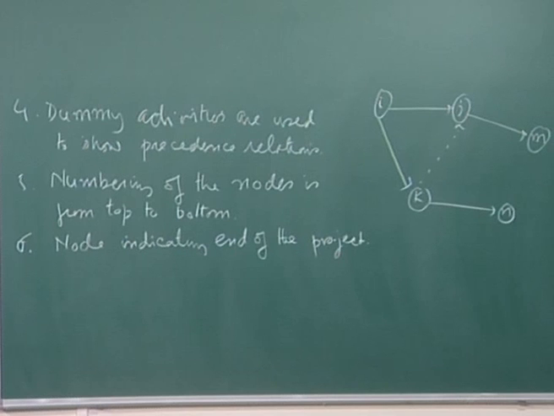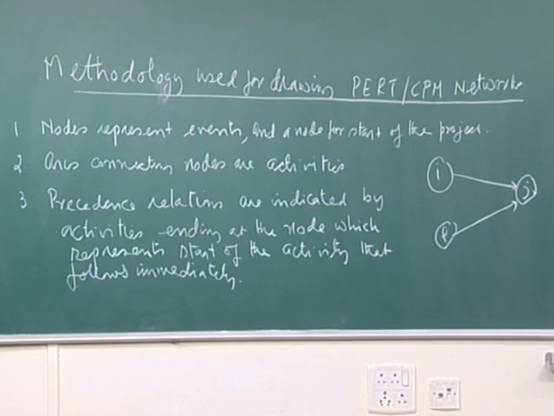Then numbering of the nodes is done from top to bottom. Essentially, you first draw the whole network showing the precedence relationships, and then you start numbering the nodes from top to bottom, and there should be a node indicating the end of the project. And as we discuss the problem later on, I will also show you some of the ways we manage the network.